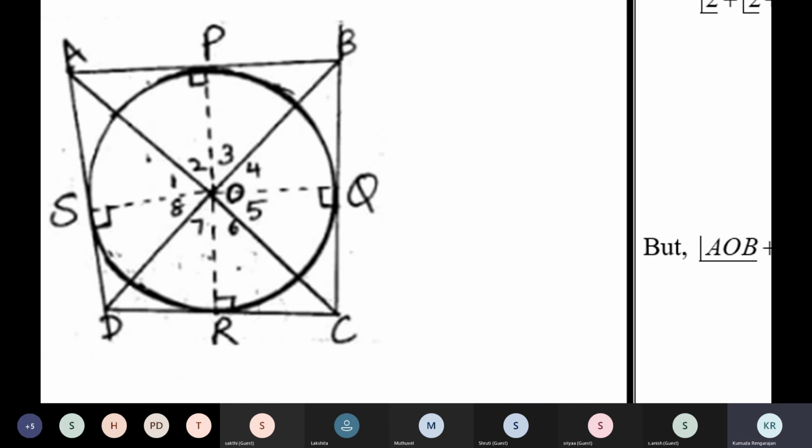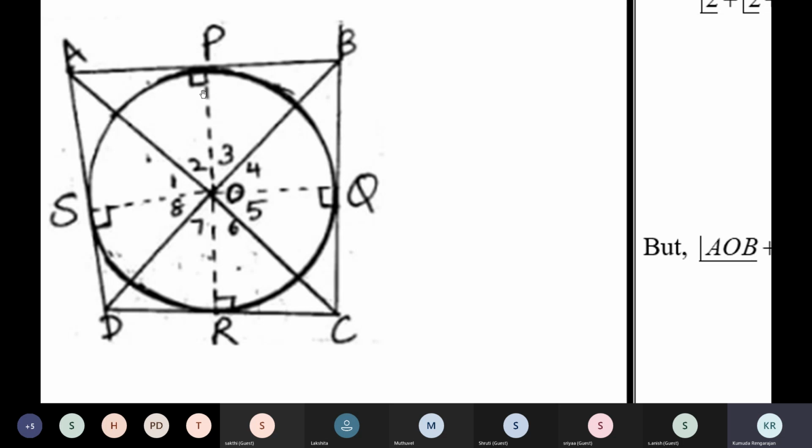Okay. So now construction. So this is the figure. You can see the circle with center O and quadrilateral ABCD circumscribing the circle with center O. And you can see angle AOB. AC is not the diagonal, children. AC and BD are not the diagonals.